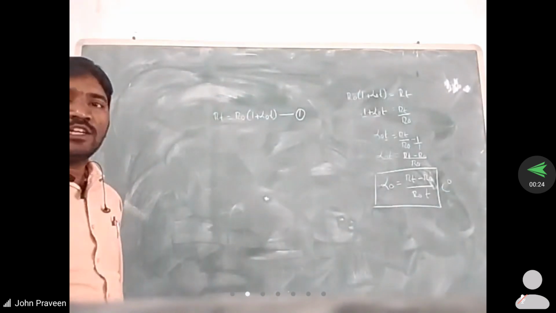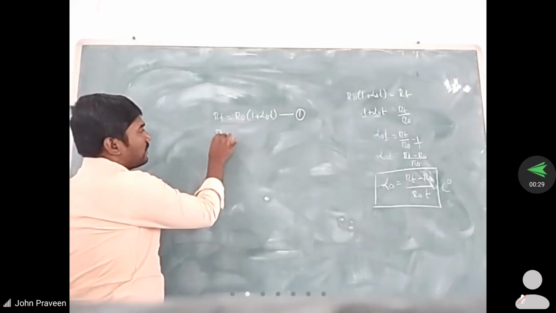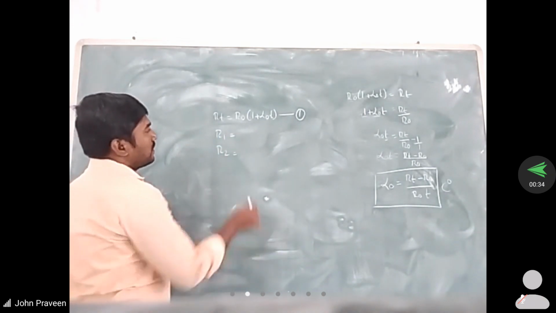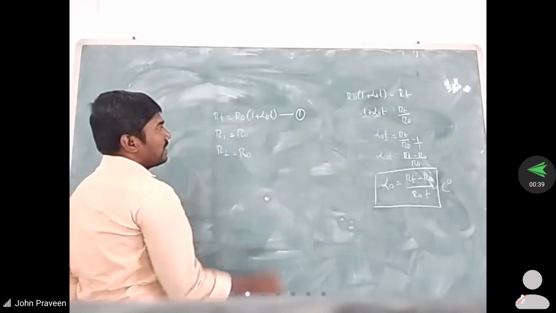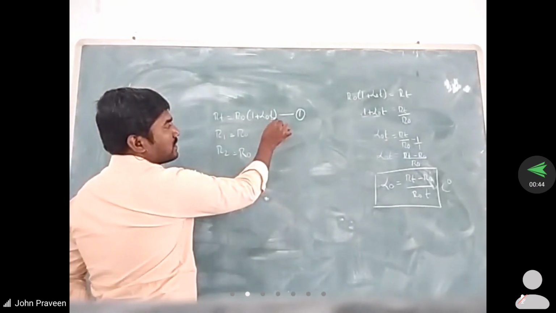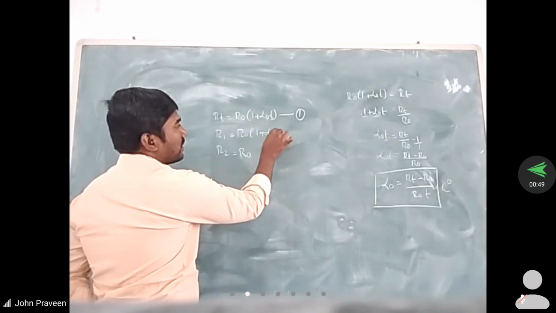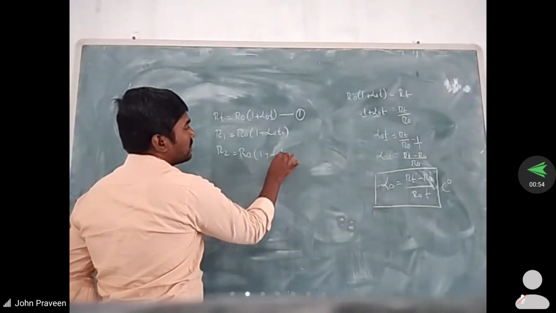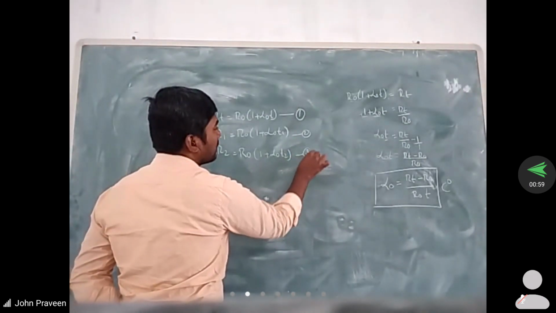So if two resistances are present, we assume R1 is one resistance and R2 is another resistance. R naught is constant because it does not change, it is the initial resistance value. So what value changes here? The temperature value changes. Means we can write the equations as 1 plus alpha naught T1, 1 plus alpha naught T2. This is equation 2 and this is equation 3.